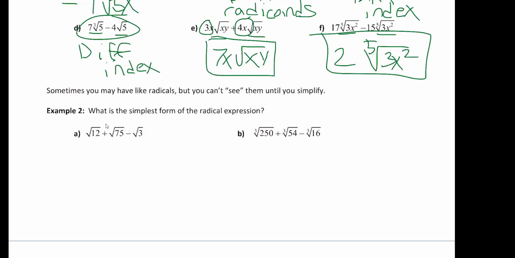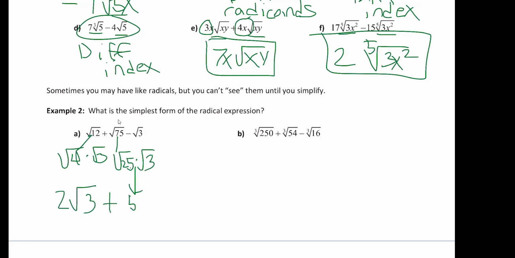So for example, sometimes in these problems they might be like radicals, but you can't see it until you simplify. If you prefer factor trees, or since these are square roots, you could try and pull out a perfect square. Like this would be the square root of 4 times the square root of 3, so that would just be 2 radical 3. This would be the square root of 25 times 3, so that would be 5 radical 3. And then this doesn't simplify.